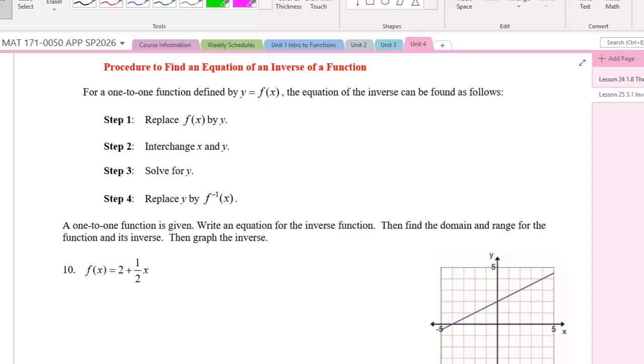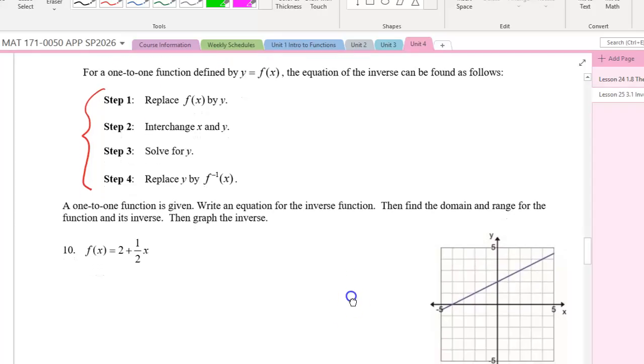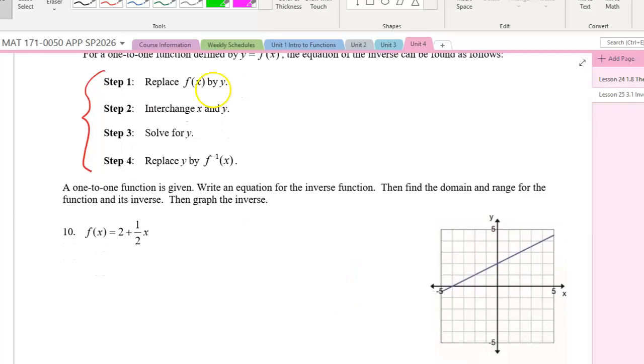To find an inverse, we're going to follow this step-by-step process. We did one of these in class, but I'm going to back up and do number 10. First, we're going to replace f of x with y, just so we can work with it algebraically. Then we're going to interchange our x's and y's. Wherever there was an x, I'm going to put a y, and wherever there was a y, I'm going to put an x.